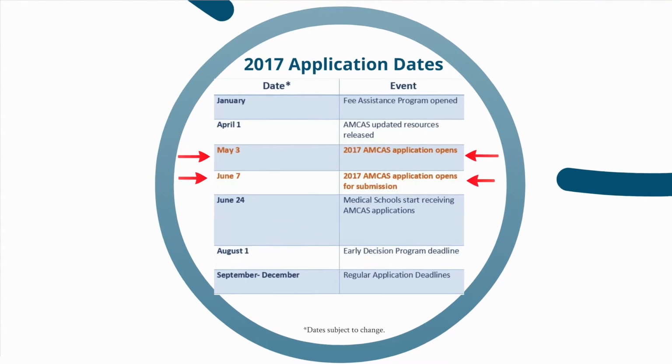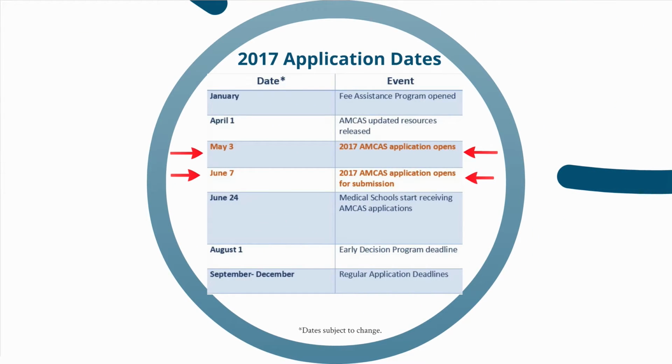It's important to know that AMCAS operates 1 year ahead of the current calendar year. For example, it's 2016, but we are in the 2017 AMCAS application cycle. This year's application is for those who want to start medical school in 2017. Every year, the AMCAS application opens in early May, but you won't be able to submit your application until early June. So this gives you about a month to work on it.